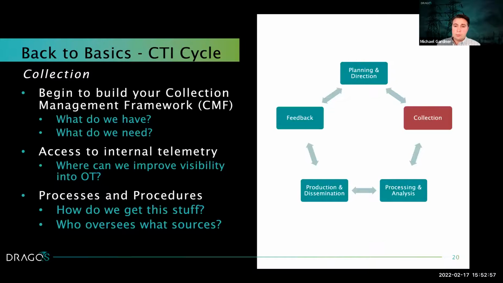From planning and direction, we move into collection, which is where we focus on getting the data we need to turn into information that can actually be used as intelligence. So we look at our priority intelligence requirements that we created in the previous stage and assess where we can collect relevant information to help develop intelligence. A key point here is building out a collection management framework, right? That allows you to better understand your attack surface.